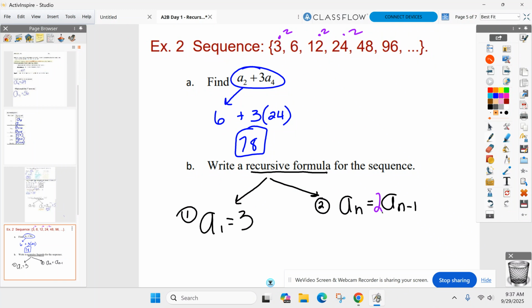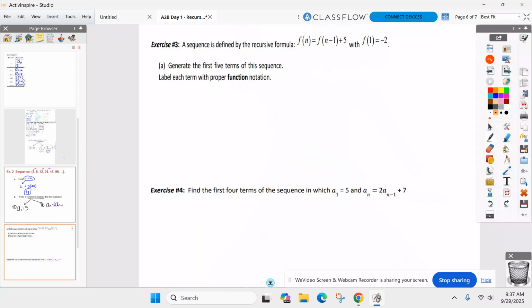Ask away here, because I'm going to go backwards now. I'm going to give you the recursive formula, and you give me a couple terms now. You provide the sequence. Please ask, guys. Don't be shy or bashful. All right, here you go. Let's see if you guys can generate the terms now.